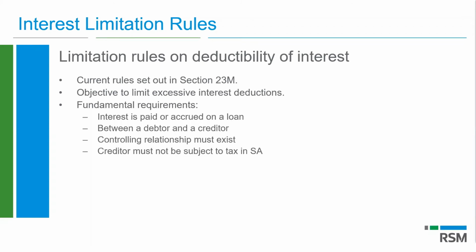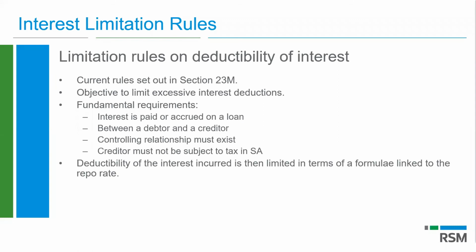The fundamental requirements as set out in Section 23M are that interest is paid or accrued on a loan, which seems obvious. It has to be between a debtor and a creditor. A controlling relationship must exist between those two parties, and the creditor must not be subject to tax in South Africa. So those are the fundamentals that need to be met in order for Section 23M to apply.